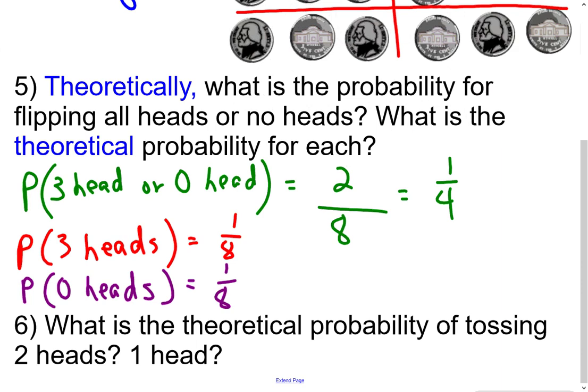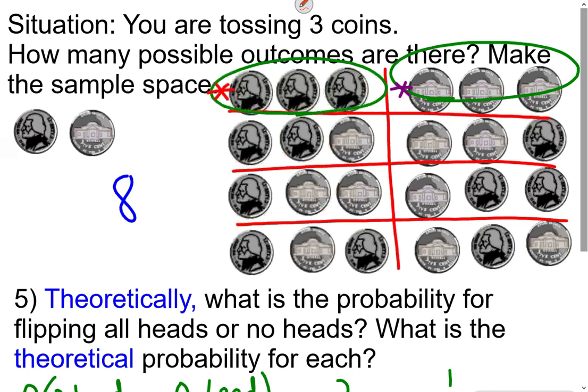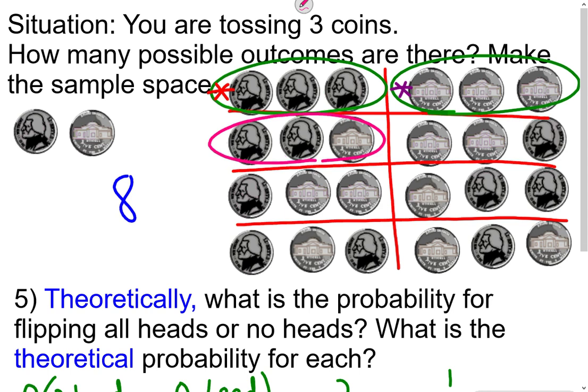And then I had another problem down here. It says, what's the theoretical probability of tossing 2 heads? Okay. So now I want to know the theoretical probability of getting 2 heads. So I've got to come up here into my sample space and I have to count every situation where there are 2 heads. All right. So let's go with pretty pink. Here's one with 2 heads.